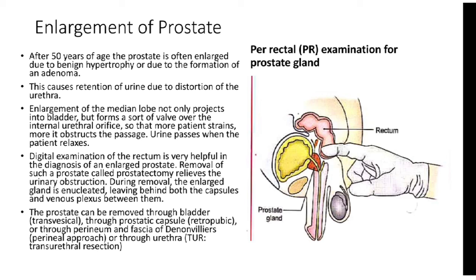Enlargement of the prostate. After 50 years of age, the prostate is often enlarged due to benign hypertrophy or due to the formation of an adenoma. This causes retention of urine due to distortion of the urethra. Enlargement of the median lobe not only projects into the bladder but forms a sort of valve over the internal urethral orifice, so that the more the patient strains, the more it obstructs the passage. Urine passes when the patient relaxes.